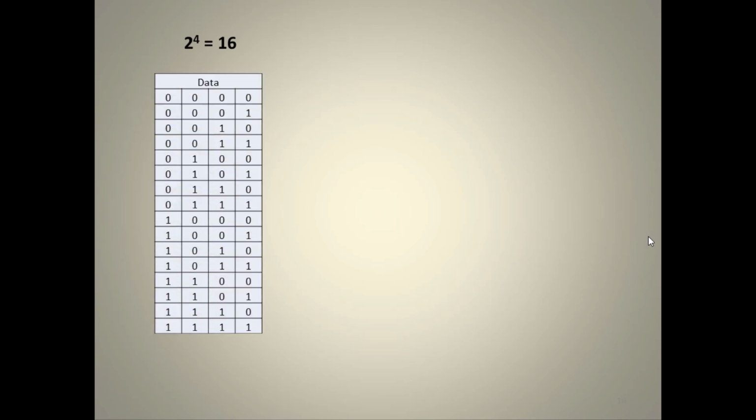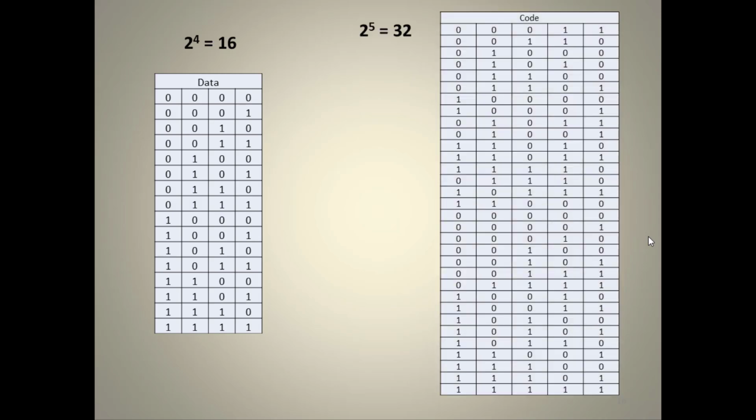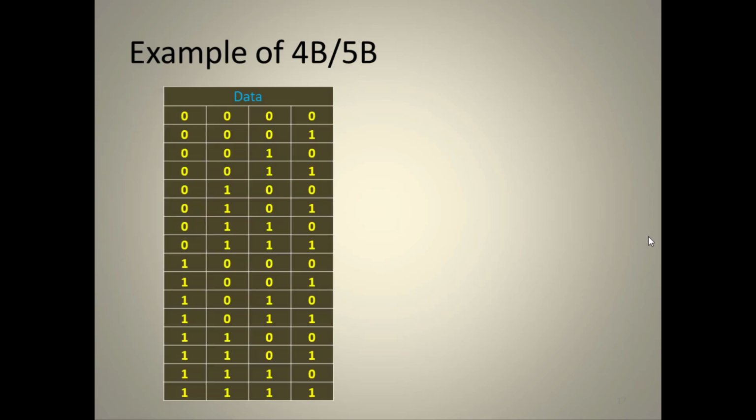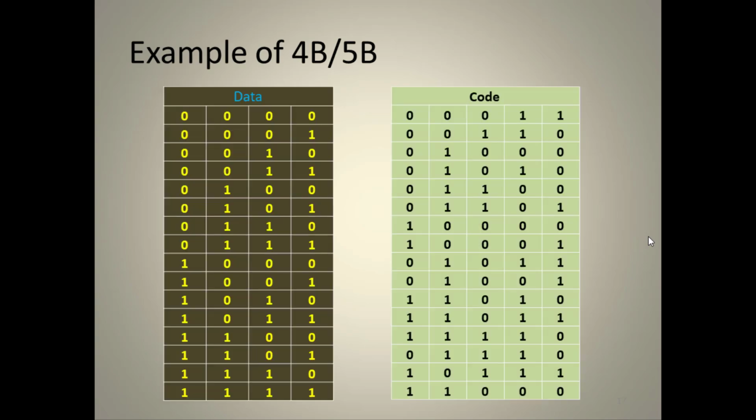With 4 bits we can make 16 combinations, and with 5 bits we can make 32 combinations. If we make the mapping, on the left side we have 16 rows and on the right side we have 32. If we make a one-to-one mapping, then on the right side 16 rows will be left without any combination. Suppose this is the data and this is the code.